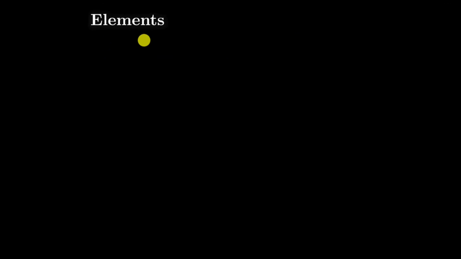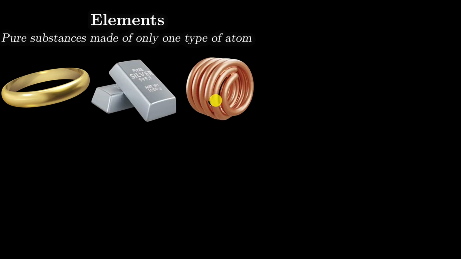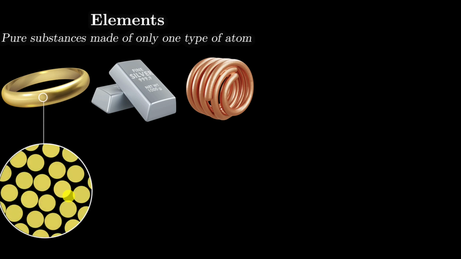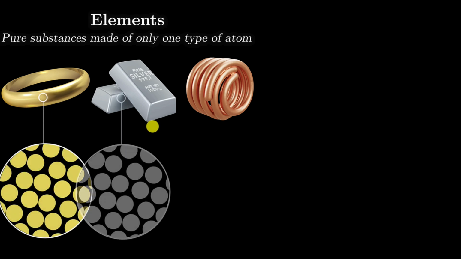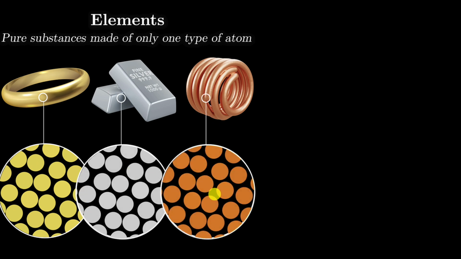So what's an element? An element is a pure substance made of only one type of atom throughout. It cannot be further broken down into simpler substances. And you're probably familiar with a few. You've probably heard of gold, silver, copper, aluminum, oxygen. All those are elements. So why is gold an element? Well, because gold is only made of gold atoms and nothing else. Silver is an element because it's only made of silver atoms. Copper is an element because it's only made of copper atoms.